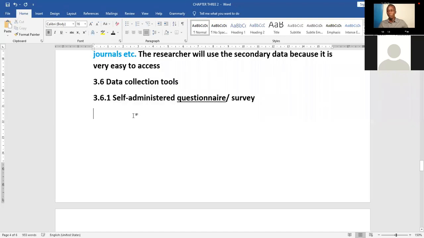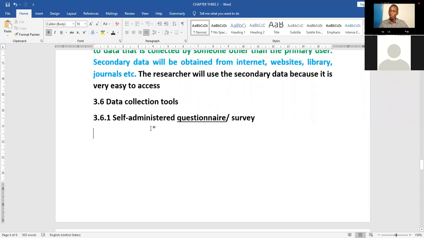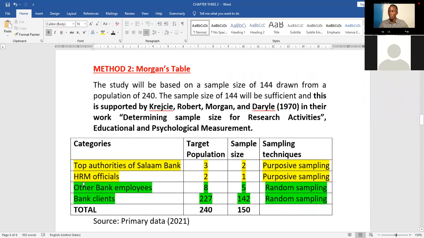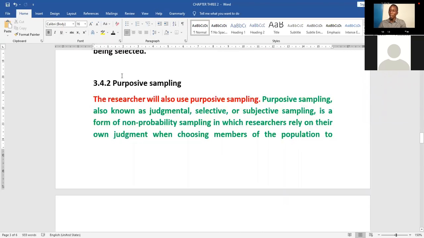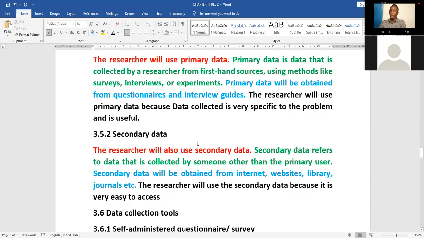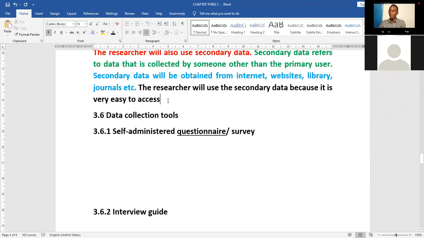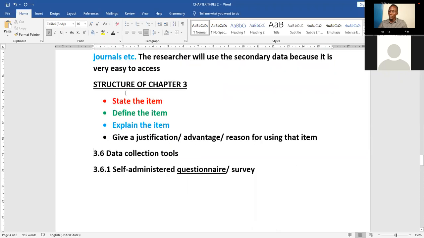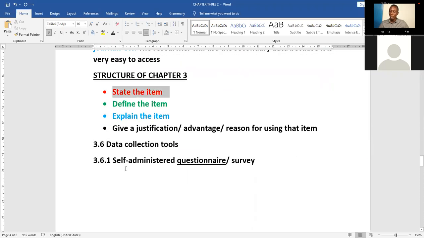Okay, so we are going to apply the other structure of ours. Where is the structure? Our structure is here. Let me bring it down here so that you don't forget it. The first thing that you're supposed to do under this structure is state the item.